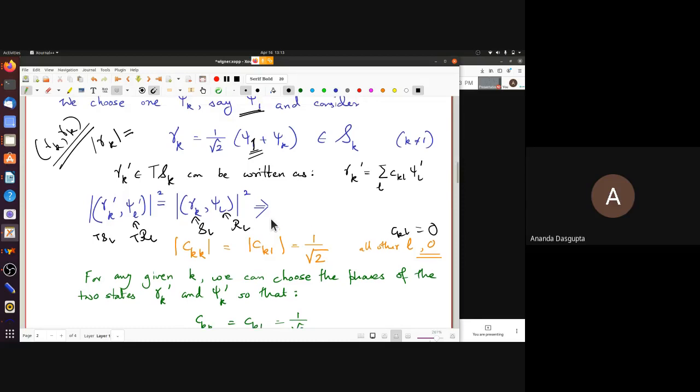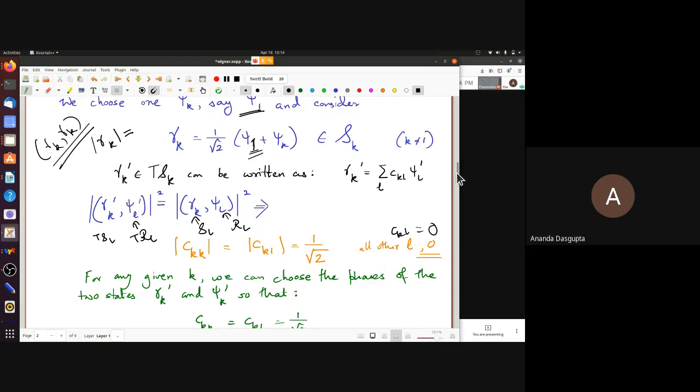Now coming back to this, I am sure everybody can figure out why this happens. Just calculate the inner products of gamma k with psi l. Gamma k with psi 1 and gamma k with psi k are 1 by root 2 each, and these are CK1 and CKK for those cases. For all other L, the inner product of gamma k with psi L is going to be 0, and you just use that to get these results.